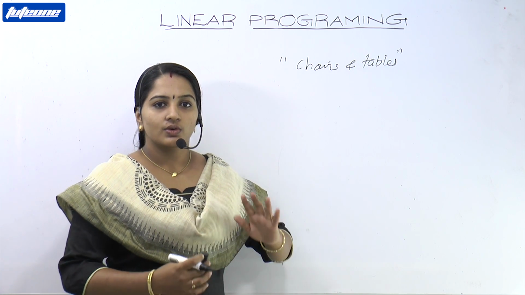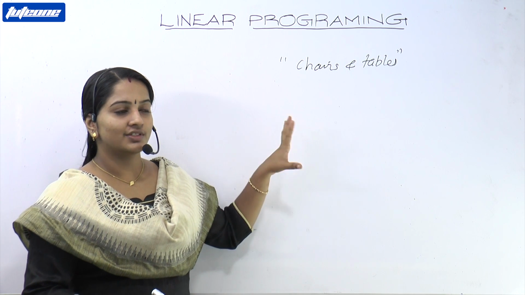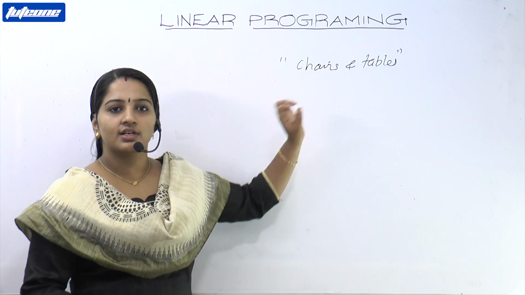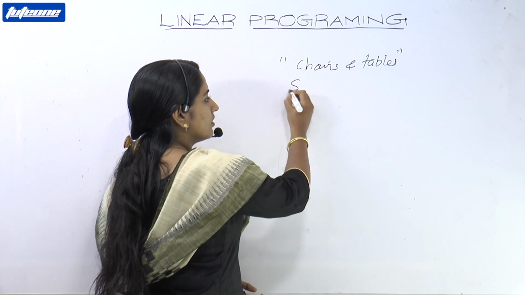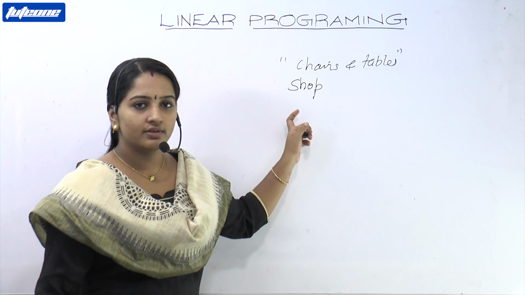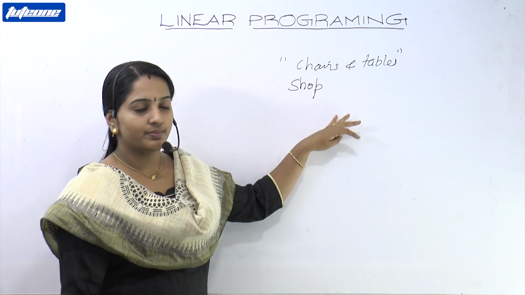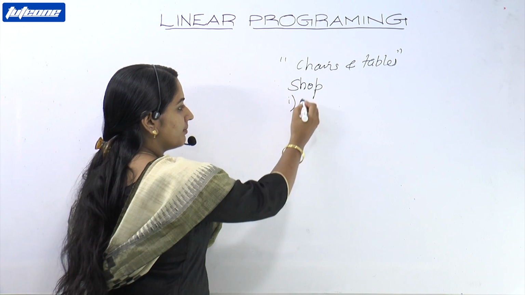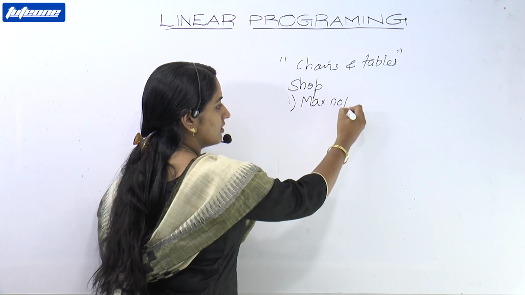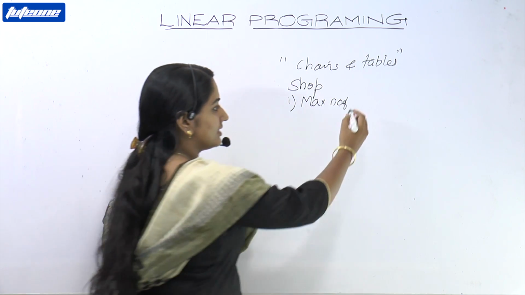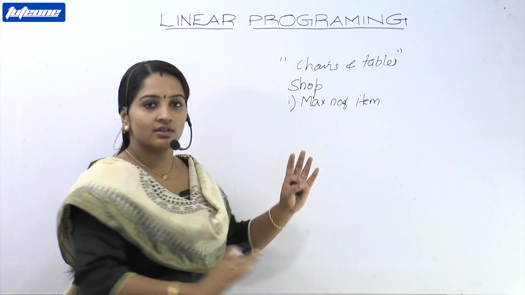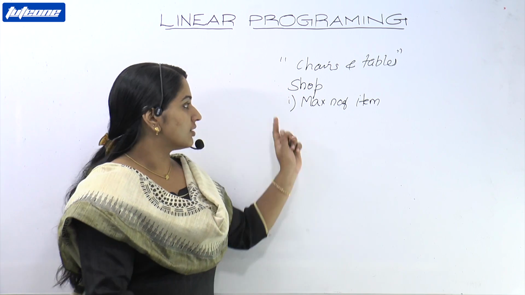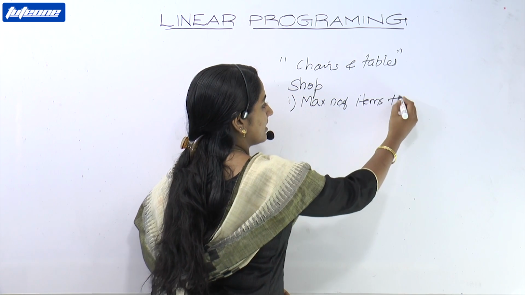So in the business point of view, I have certain limitations. The first thing is I have to rent out a shop, correct? To start my business. Once I rent out the shop, or if I own that shop, I have certain conditions. The first condition is the maximum number of items that I can keep in that shop. That is the space. How many items can I fill in my shop? So that is the maximum number of items that can be kept.